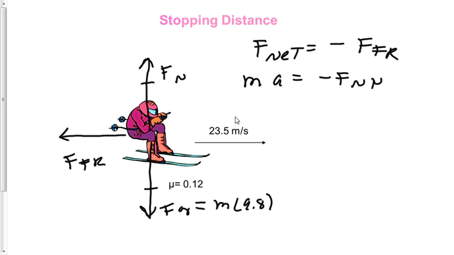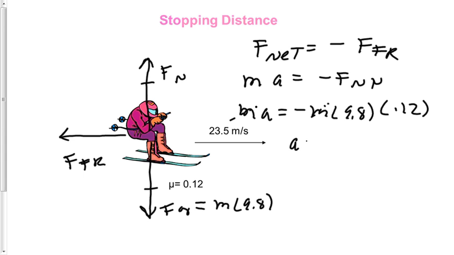Substituting into the above equation, mass times acceleration is equal to minus m times 9.8 times our coefficient of friction of 0.12. In this case, masses will cross off because m is on both sides. Acceleration then is equal to minus 1.2 meters per second squared.